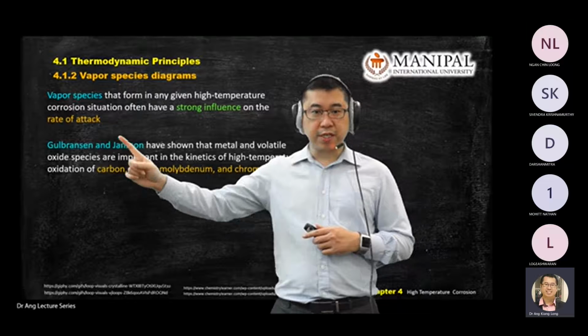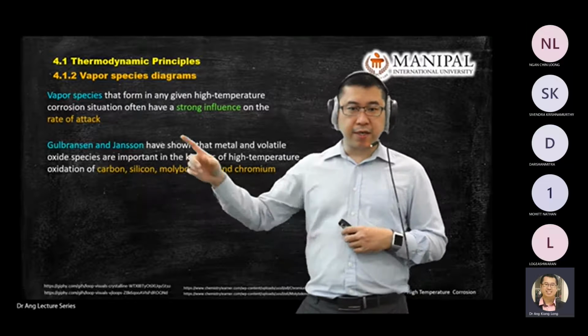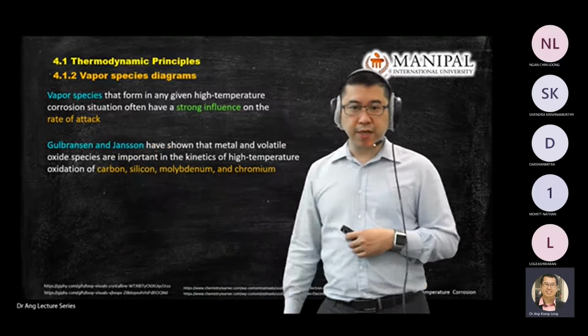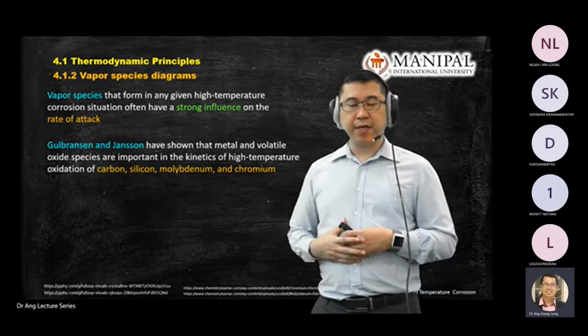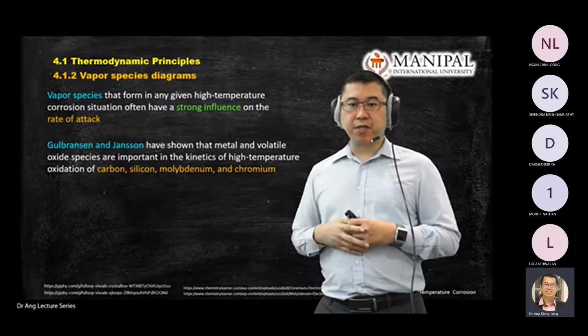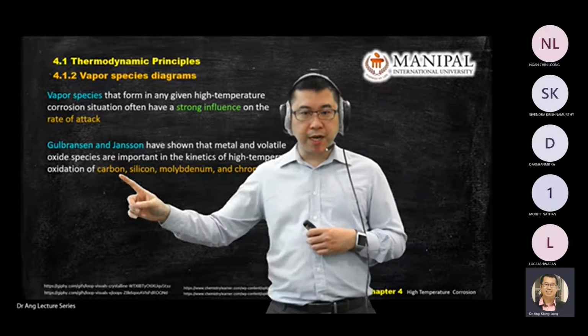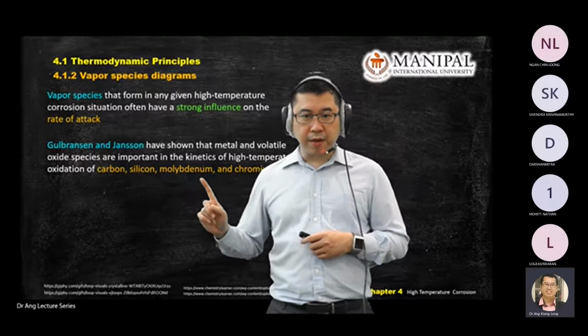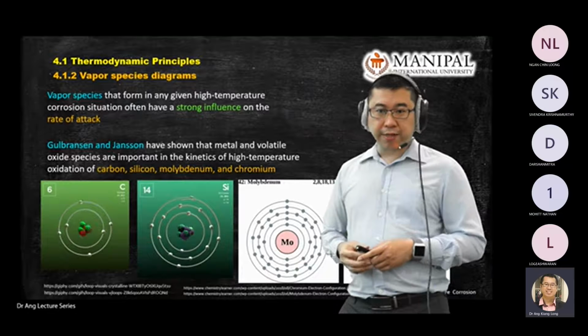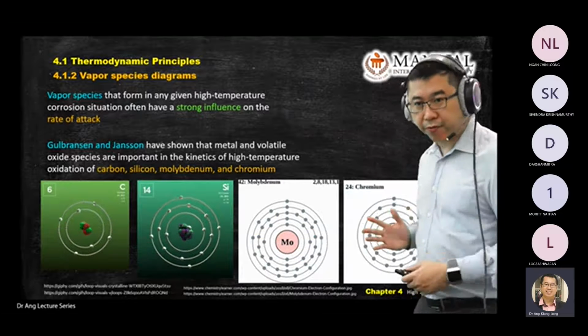Okay, so this is the researcher name. I just call them G and J. Okay, G and J. They have done an experiment, and they are focusing on the vapor species, especially for carbon, silicon, molybdenum, and chromium. So I think I have some chemical diagram for you.